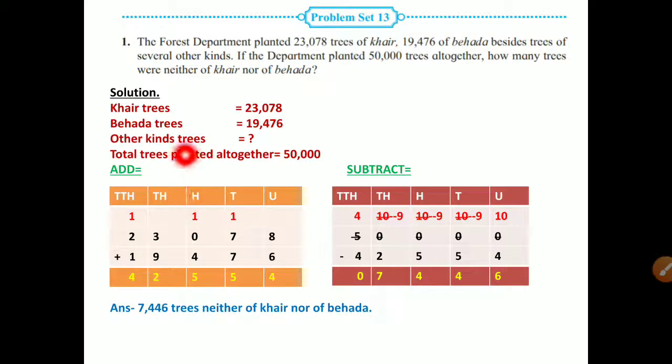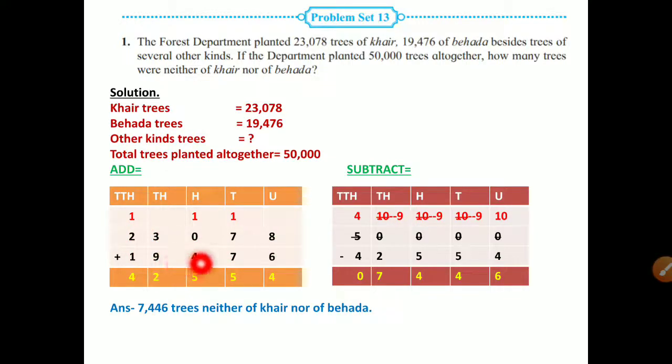First we have to add kher tree and behada tree. After adding these two numbers, we will get the total number of trees of kher and behada. Then we will subtract this number from 50,000, the total number of trees planted altogether. So we will get the number of other kinds. Draw this table with the help of scale and pencil. First we will add two numbers, that is kher trees and behada trees.